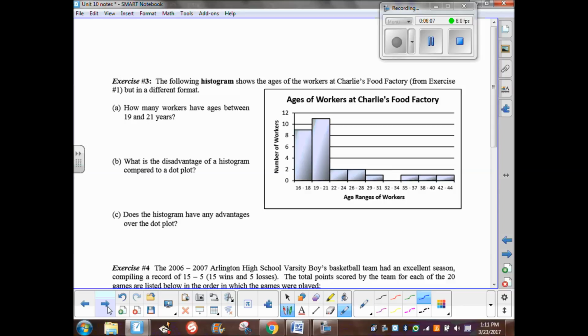Says the following histogram. Okay, so we're talking about a histogram here. So the ages of workers at Charlie's Food Factory from exercise 51, but in a different format. Okay, so on the front we had a dot plot to represent their ages. Now we put that information into a histogram. This is not a bar graph. Okay, what's the difference between a bar graph and histogram?